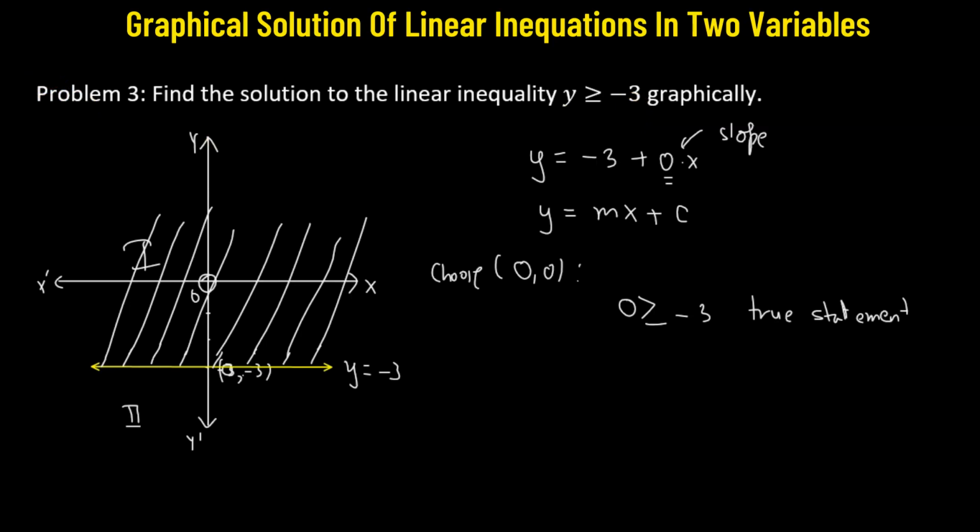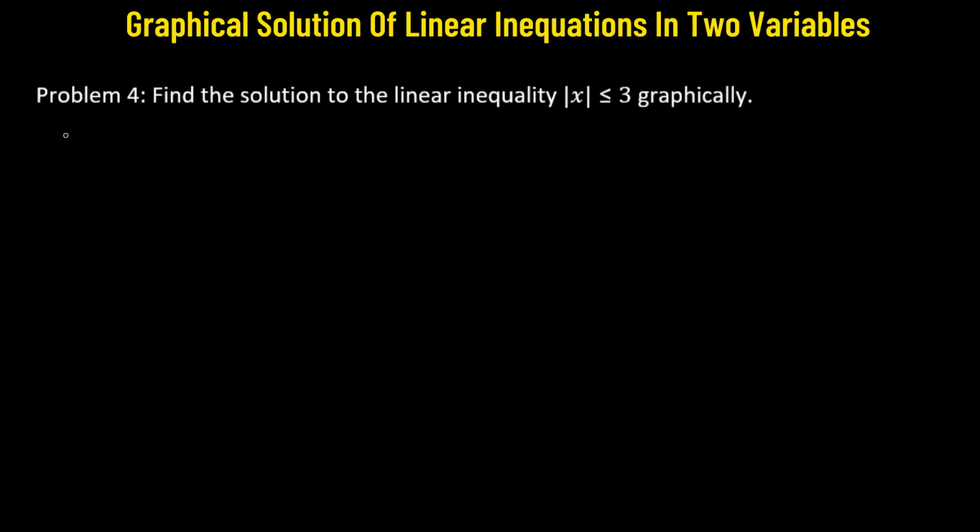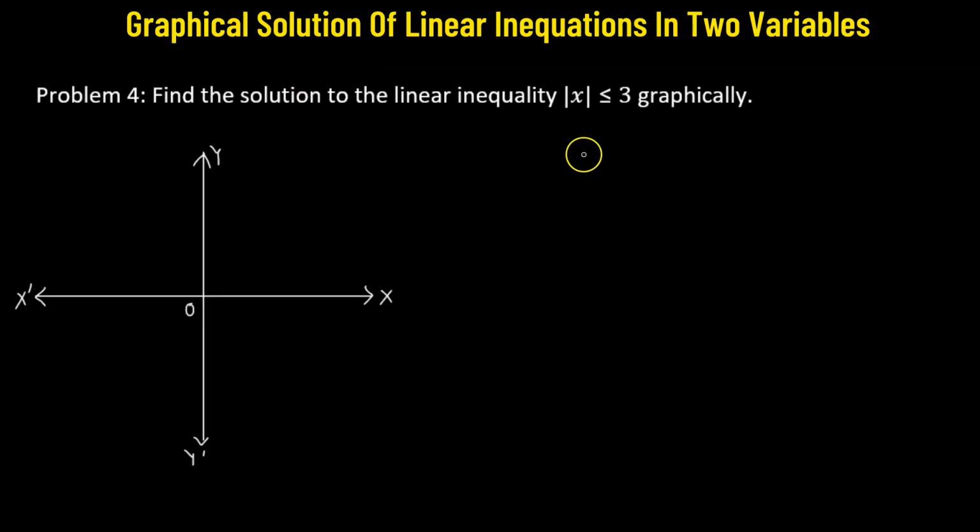Now let's go to the next problem. Problem number 4, we need to find a solution to the linear inequality. Here we have the absolute value of x less than or equal to 3. Fine. So first we'll consider our coordinate axis. What we'll do here, we will first consider the equation absolute value of x equals 3, and we'll have to sketch the graph of this.